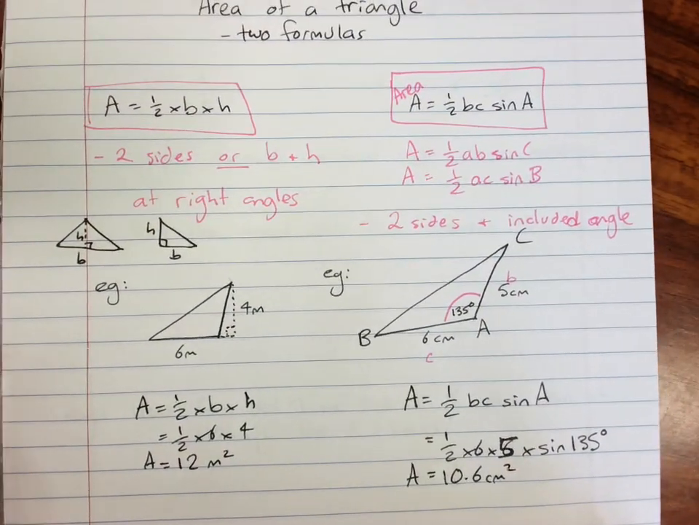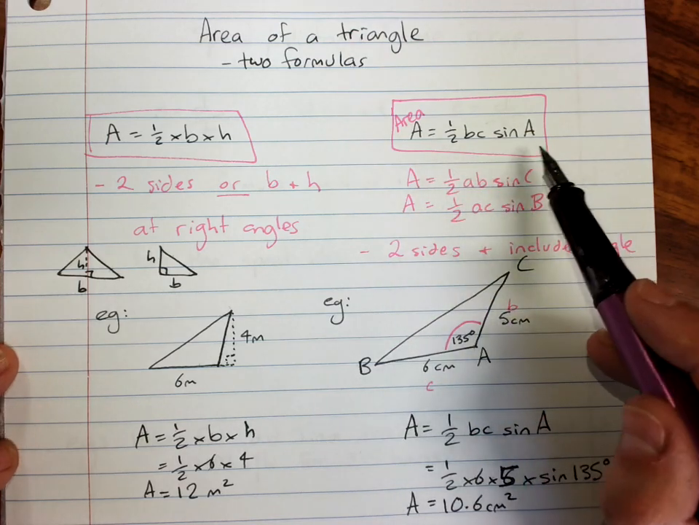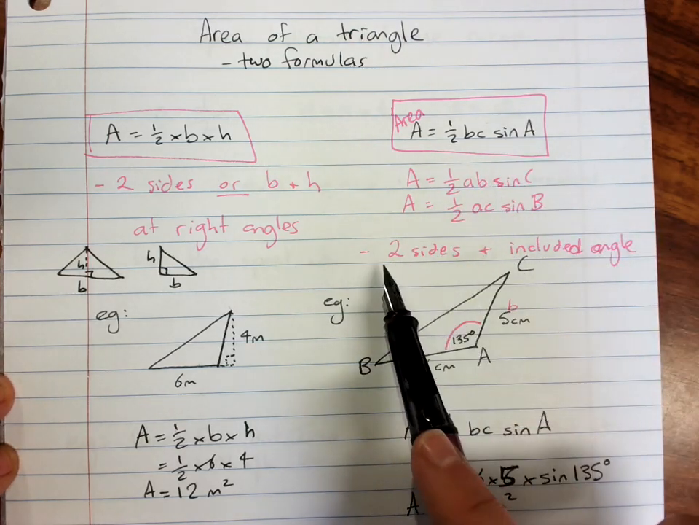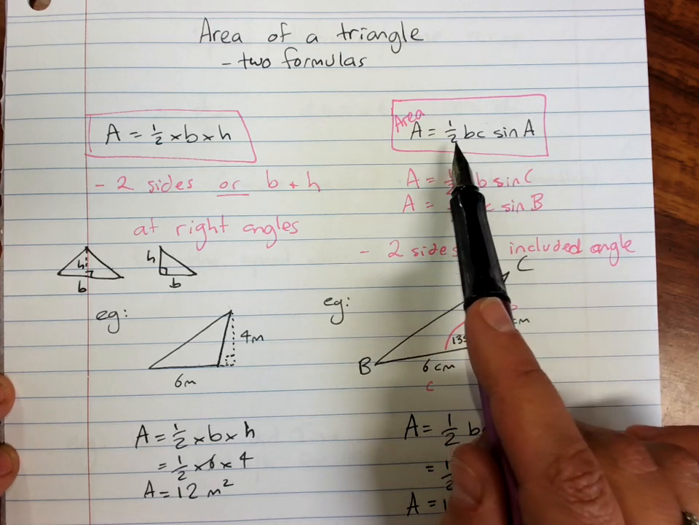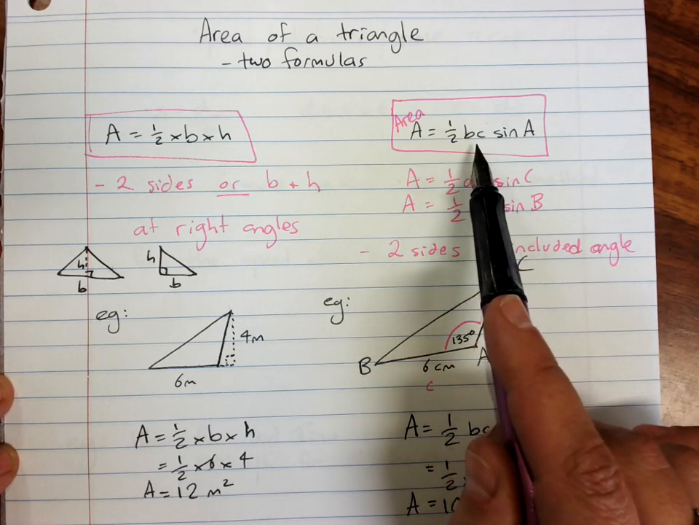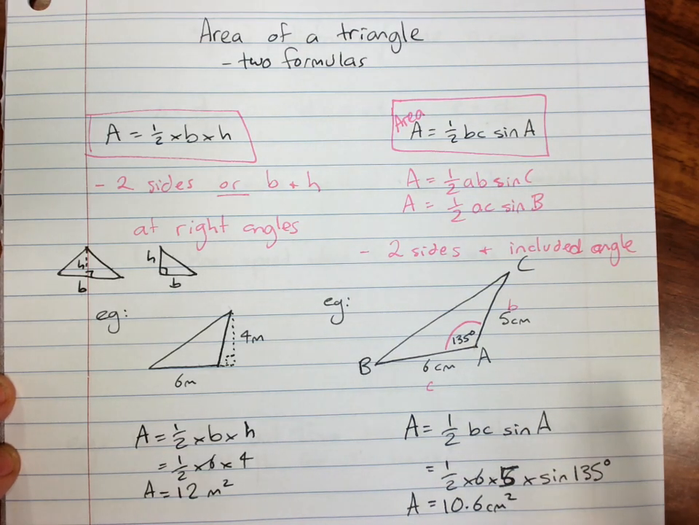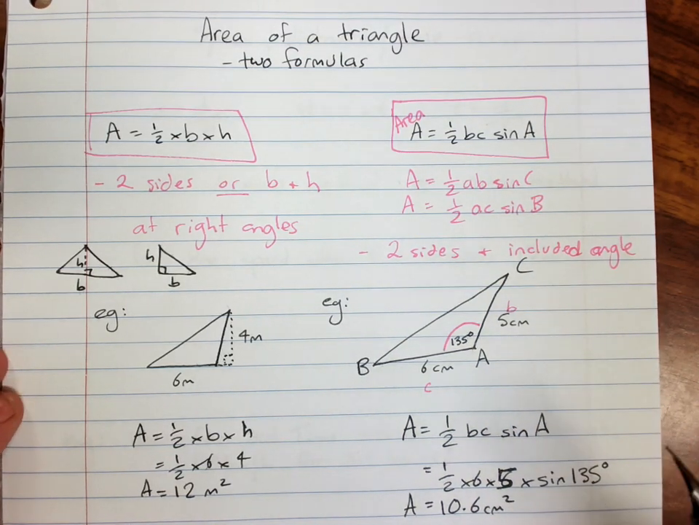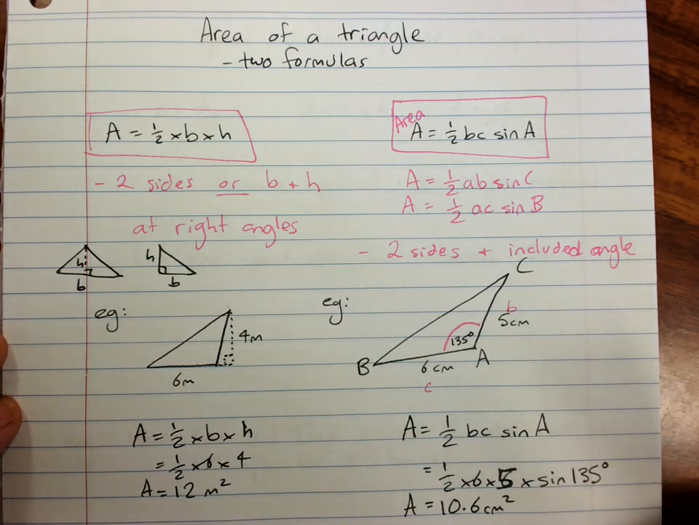So all you need to know about the area formula in non-right angled trig is that you need two sides and the included angle, and it's going to be half times the sides multiplied together multiplied by sine of that angle. The other option you've got for area of a triangle is if you have three sides, you can use Heron's rule, and that is in the next video.